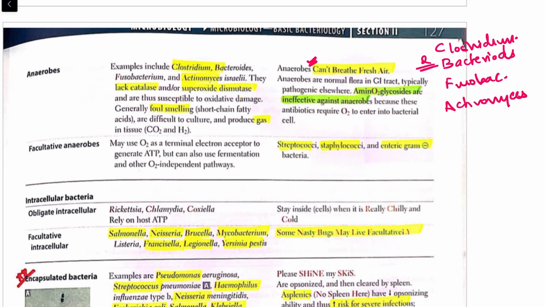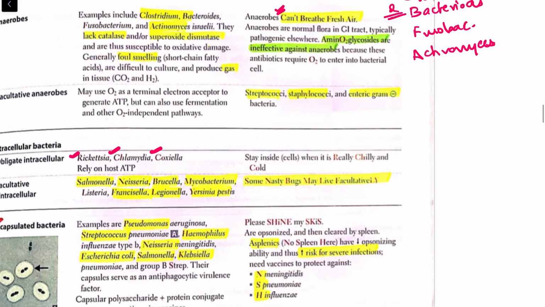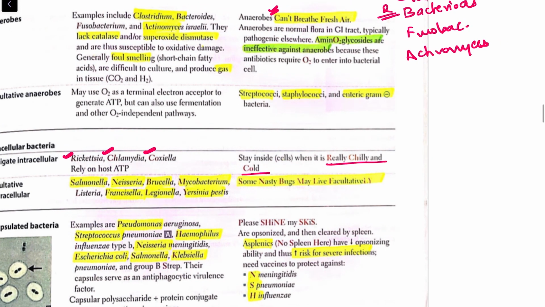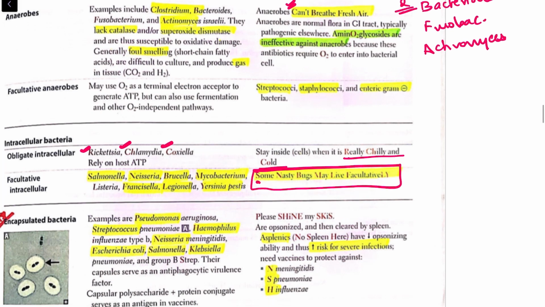Next are some intracellular bacilli like Rickettsia, Chlamydia, Coxiella. ठीक है. And facultative intracellular are Salmonella, Neisseria, Brucella, Mycobacterium, Francisella, Legionella, Yersinia. कैसे याद रखना है? एक तो रिमेंबर रियली चिली एंड कोल्ड, है ना. तो जिनको बहुत ज़्यादा ठंड लगती है वो हमेशा घर के अंदर रहते हैं. हु आर दीज रियली चिली एंड कोल्ड? रिकेट्सिया, क्लेमाइडिया एंड कॉक्सियला. Then some nasty bugs may live facultatively, so these are facultative intracellular, and this is Salmonella, Neisseria, Brucella, Mycobacterium, Listeria, Francisella and Yersinia pestis.